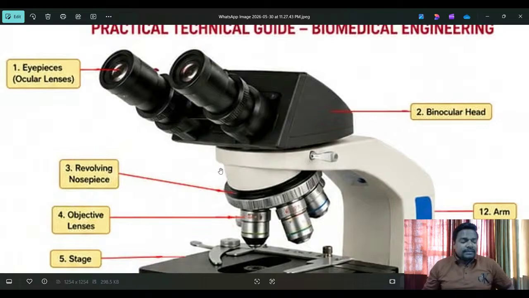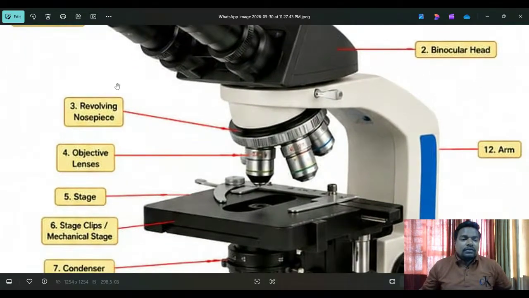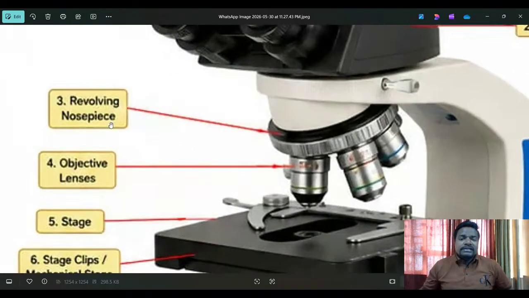The main thing is that using technical words in your work location is very important as a biomedical engineer. This is the binocular head. Next, third point, revolving nose pieces. Very important, check it first of all.